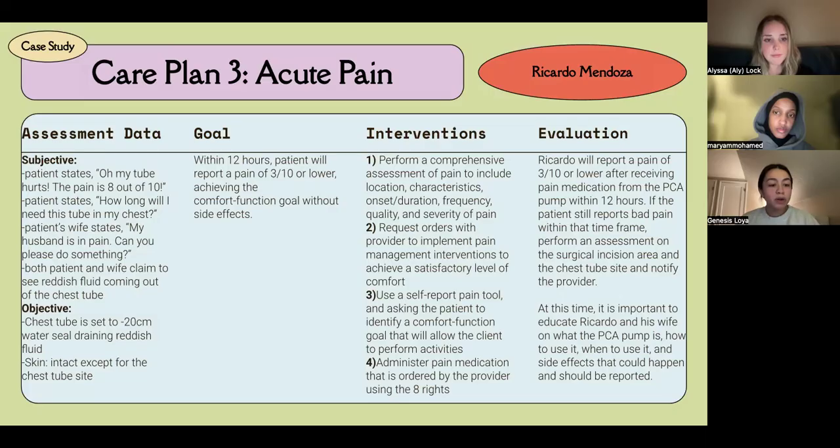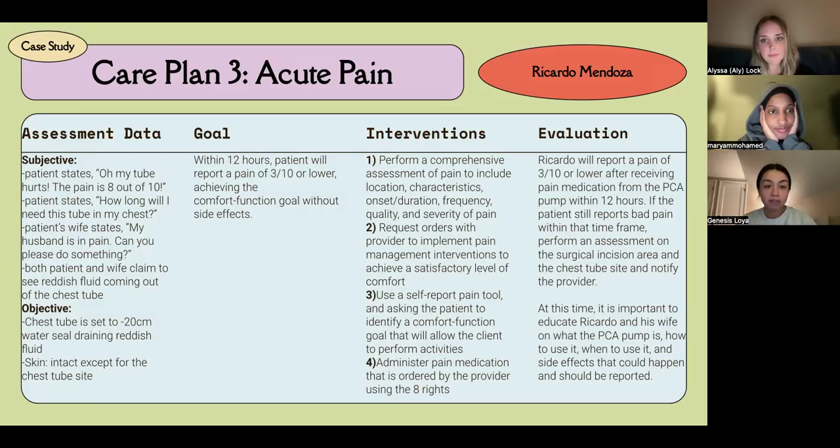We also know that he is set to 20 centimeters water seal drainage with reddish fluid, and his skin is intact except for the chest tube site. The goal would be within 12 hours, the patient will report pain of 3 out of 10 or lower, achieving the comfort function goal without any side effects.